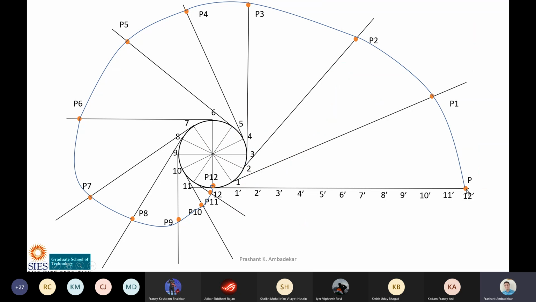Now it may be given in the question that the point P is not here. Point P is here. So what will change? Point P is here. So what will you do? Every time we are going to take the distance from P to 1 dash and keep it on 1 and draw an arc. Then P to 2 dash, keep it on 2 and draw an arc.